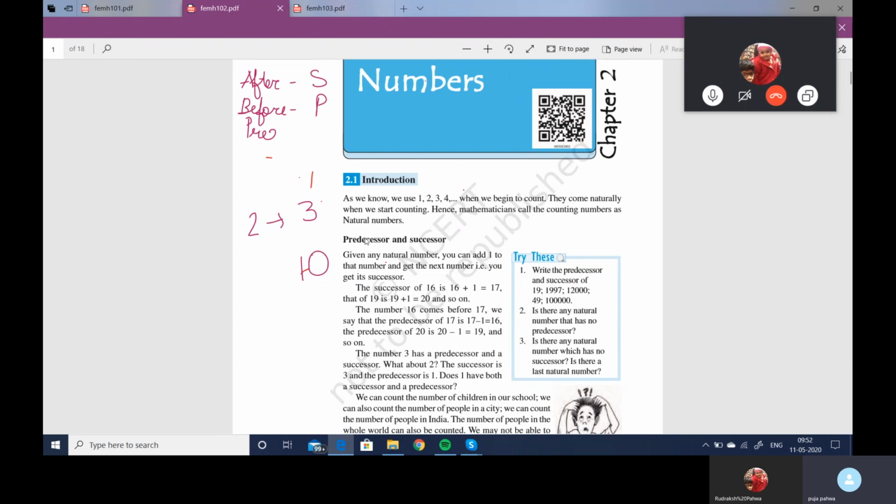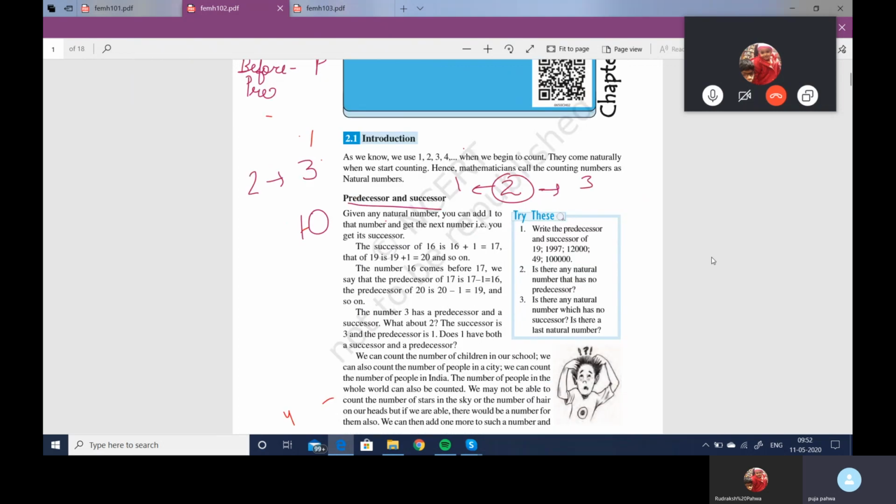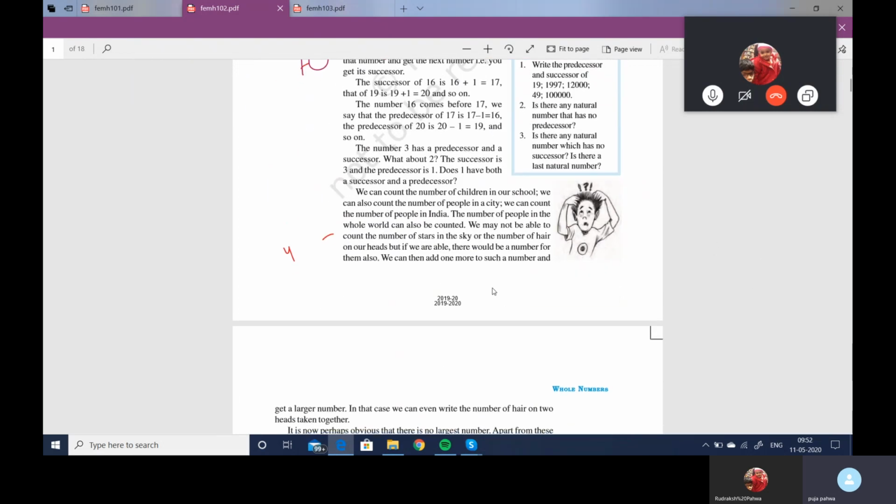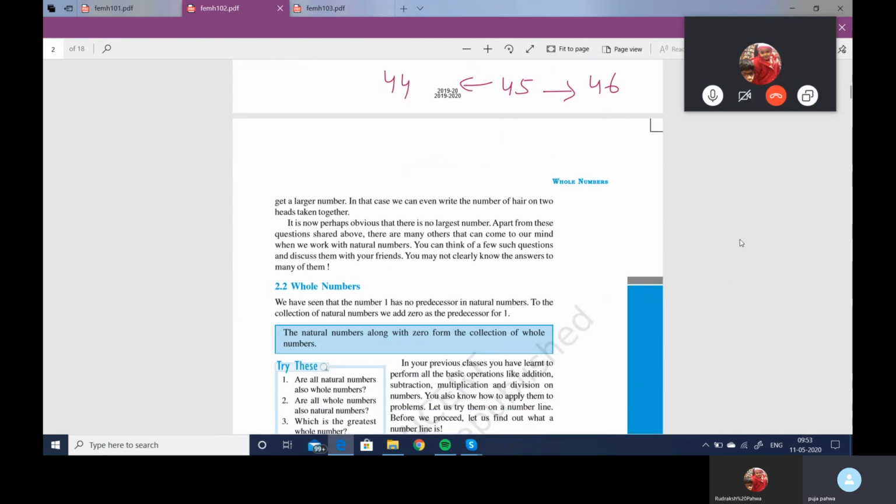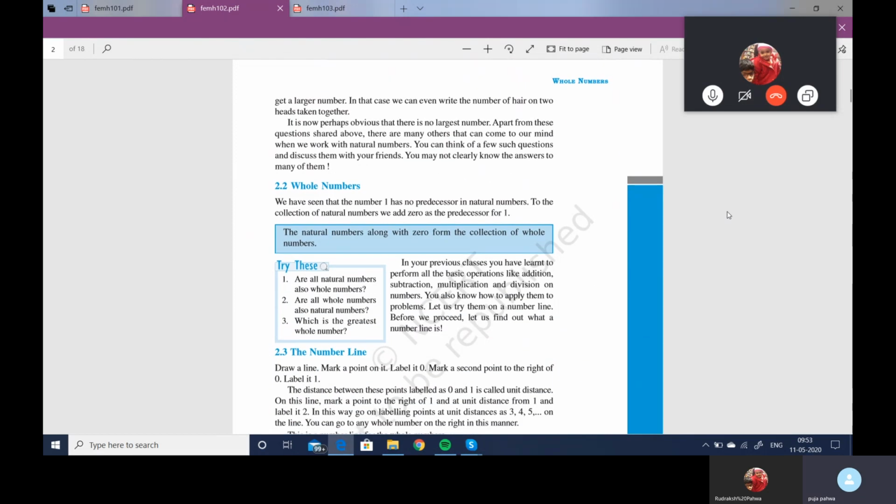Now when we want to find out predecessor and successor, what is the predecessor of 2? Predecessor of 2 is 1. And what is the successor of 2? Successor of 2 is 3. Like any other number we can take, like we take 45. What is the successor? Successor is 46. What is the predecessor? Predecessor is 44. Like that, predecessor and successor of numbers we can find out.